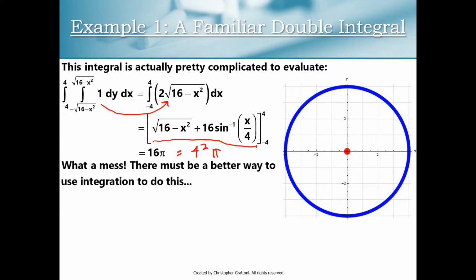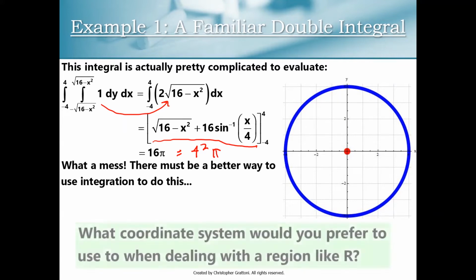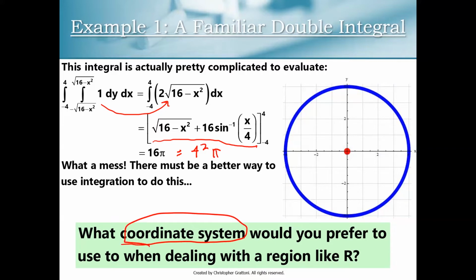There's got to be a better way to utilize integration in a more clever fashion to get the result that we're looking for. And so the first question that I always ask when I'm introducing this material is, was there a better coordinate system? We were working with rectangular coordinates. We were working in xy space with rectangular coordinates to find the area of a circle. And it seems like maybe that's not the best approach, because if our region is a circle, but our coordinate system is rectangular coordinates, maybe we have a little bit of a mismatch there in terms of optimizing our integration step. So what coordinate system would we prefer to go with? Think about it for a second as I transition to the next slide.